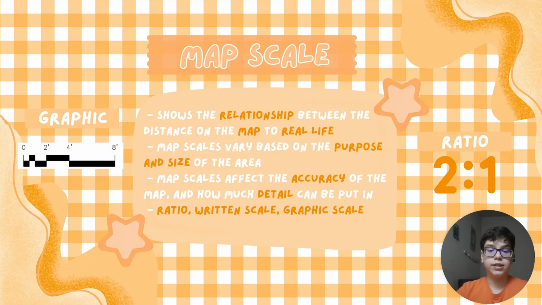And lastly is a written scale. The written scale is super easy. They spell it out for you. Instead of saying 2 colon 1, they're literally going to spell it out for you. Every 2 inches on the map represents 1 kilometer in real life.